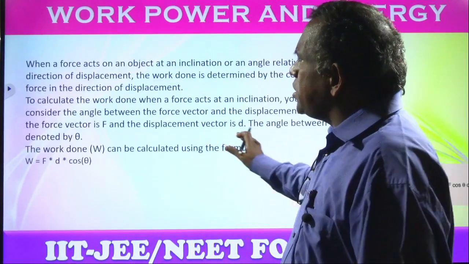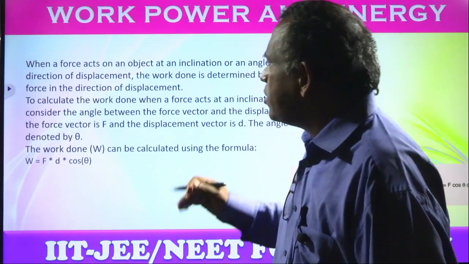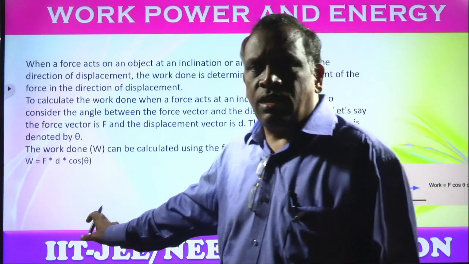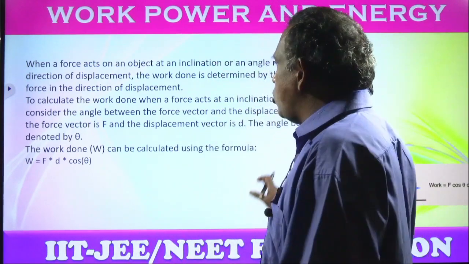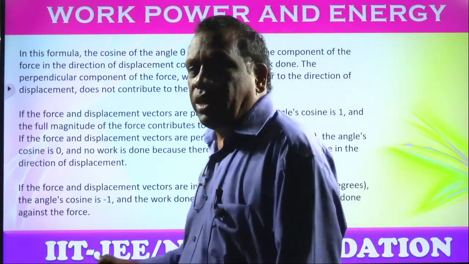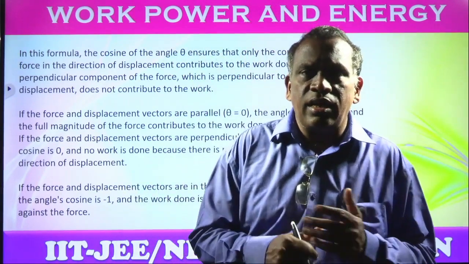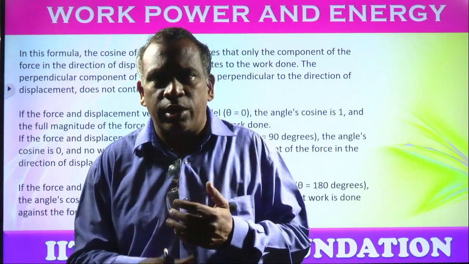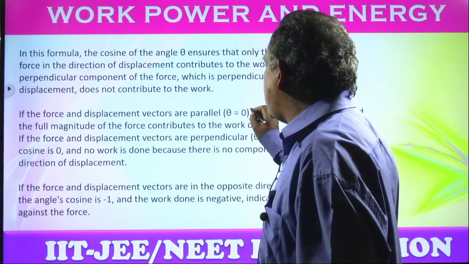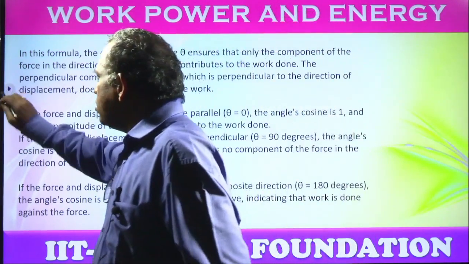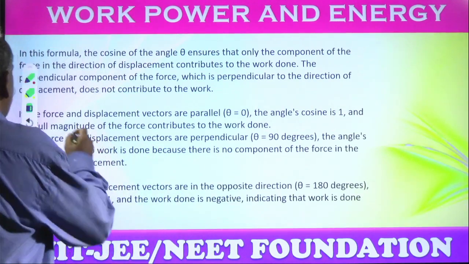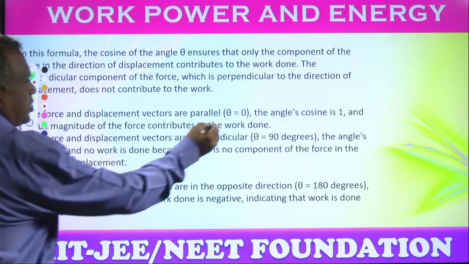Next, whenever a force acts on a body at an angle of inclination, to calculate the work done we use F d cos theta, the similar formula. In this formula, the cosine of the angle is very important. What angle? The angle between the force and displacement is 0 degrees. If the force and displacement are at 0 degrees, both are in the same direction.